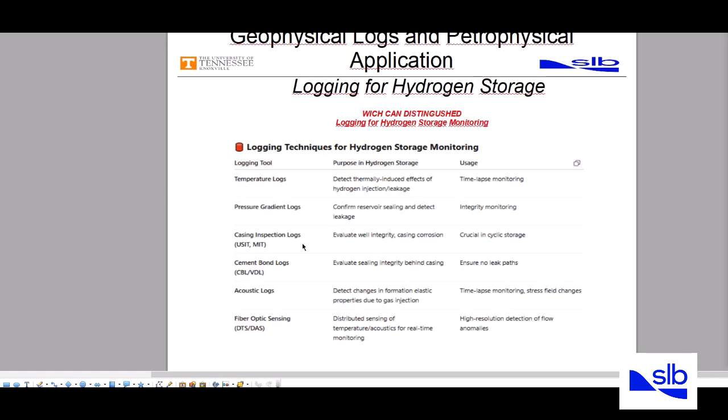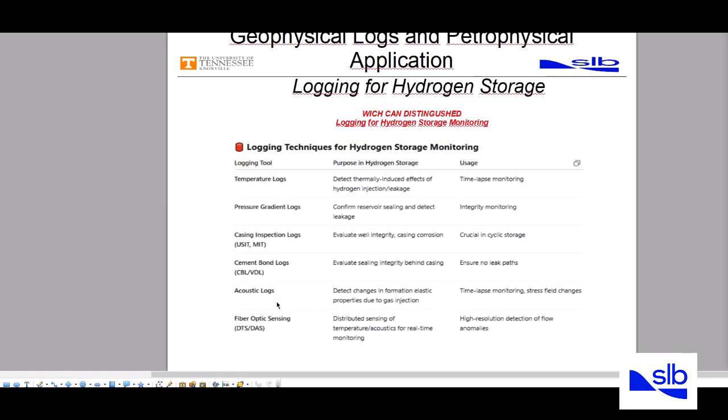Casing inspection logs evaluate well integrity and casing corrosion, and are crucial in cycling storage. Cement bond logs evaluate the sealing integrity of the casing. It is not the most important, but it is important. Acoustic logs are the most important to detect changes in formation and establish the elastic properties during the gas injection.